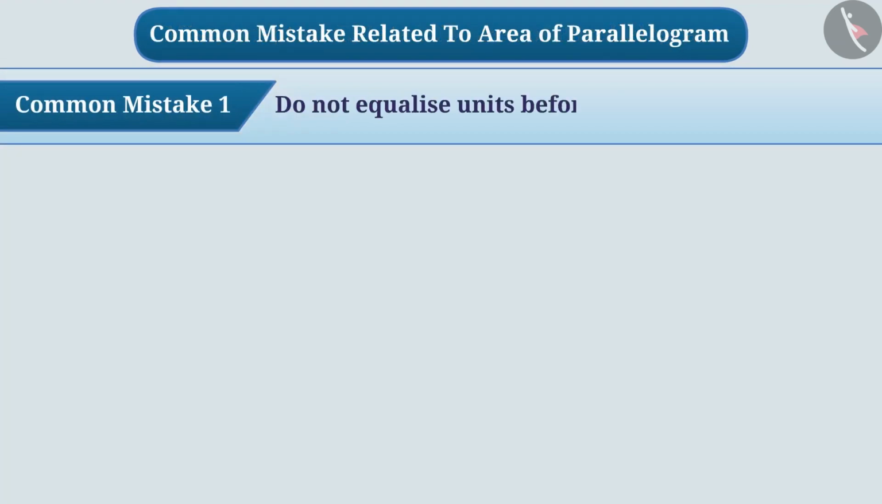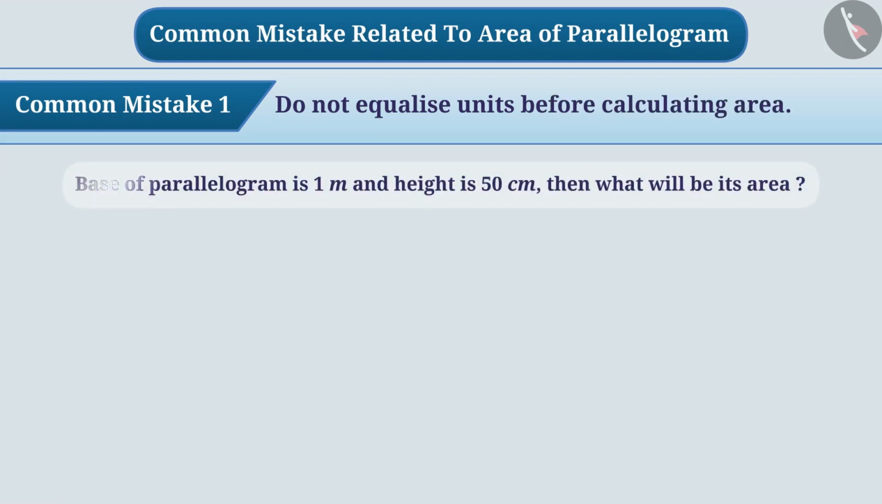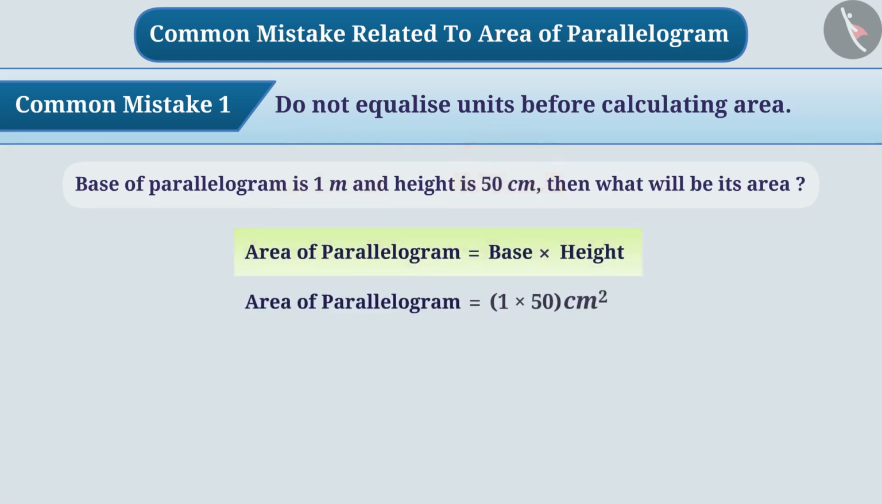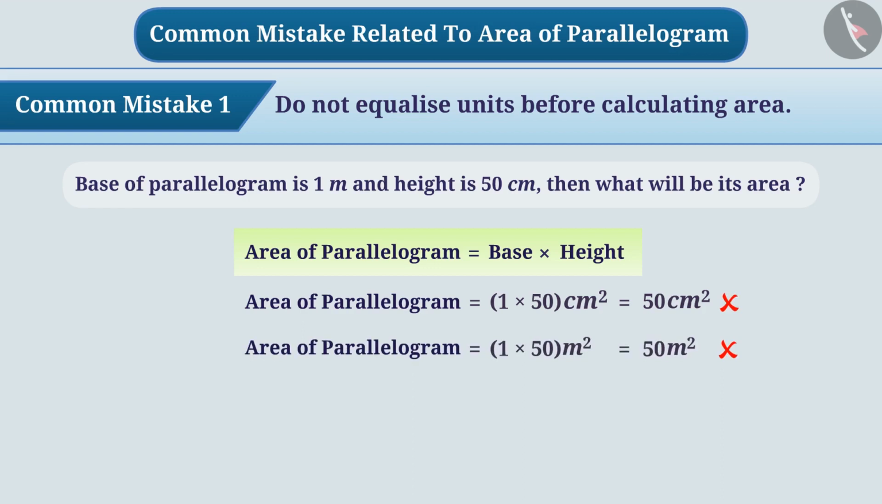Common mistake 1. Do not equalize units before calculating area. If students are asked that base of parallelogram is 1 meter and height is 50 centimeter, then what will be its area? Then on calculating the area, they ignore the units. Due to this, they get the answer as 50 square centimeter or 50 square meter, which is a wrong answer. While calculating area, it is necessary to make sure that units of quantities must be equal.